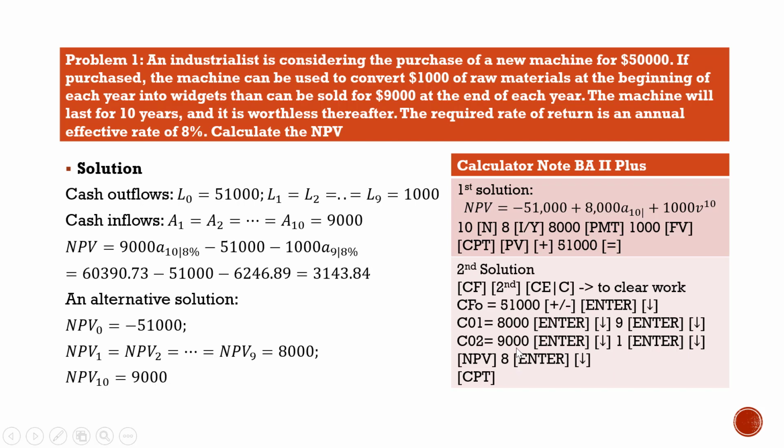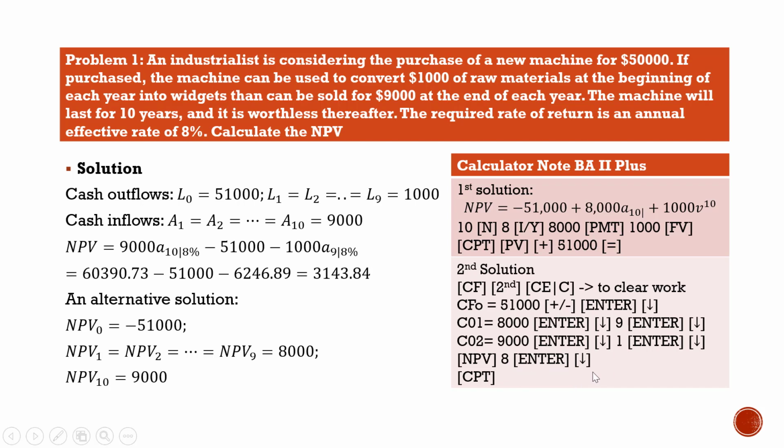So we enter 9,000, hit enter and scroll down. And the frequency for this net present value is only 1 because 9,000 appears only one time. And then we hit enter and scroll down. Then we hit NPV. When we hit NPV, the calculator will ask you for the interest rate. So hit 8, enter, meaning 8% interest rate. And then hit enter and scroll down.